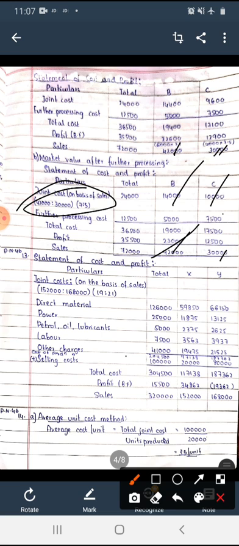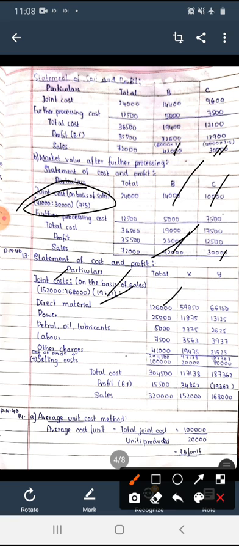Statement of cost and profit. First, joint cost on the basis of the sales is given in the problem. Sales is directly given, 1,52,000 and 1,68,000, which means 19 is to 21. Now we have to divide direct material, power, petrol, oil, lubricant, labor, and other charges on the basis of this. Total is 1,26,000 into 19 divided by 40.